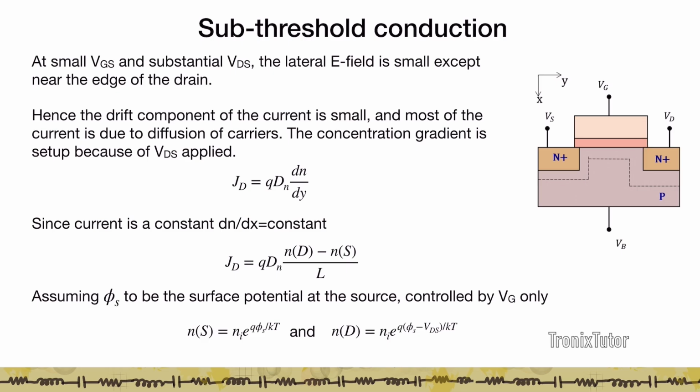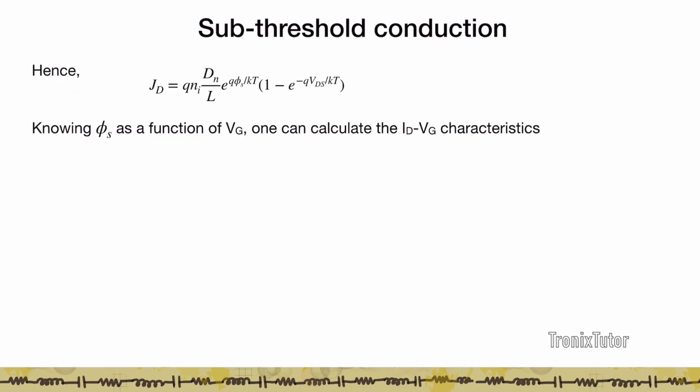So therefore the electron concentration at the source for any given phi_s is just given by n_i e^(q phi_s / kT), whereas on the drain side it is going to be this concentration at the source reduced by the impact of V_DS. And therefore we can write the current density in subthreshold to be q n_i (dN/L) e^(q phi_s / kT) times (1 minus e^(-q V_DS / kT)).